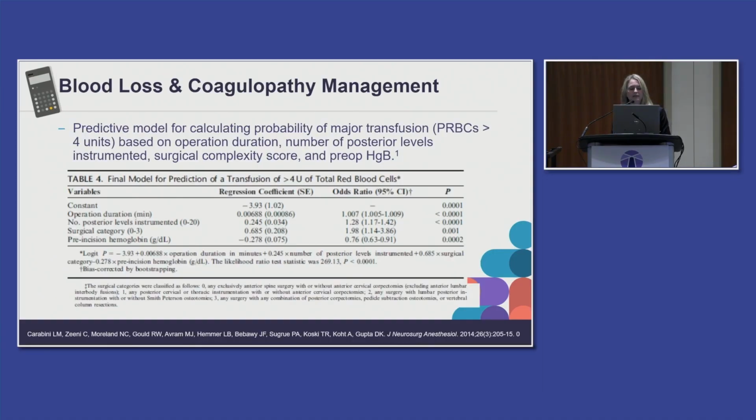This is a predictive model that we developed for calculating probability of major transfusion during the intraoperative time period for these surgeries. We defined it at that time as PRBCs greater than 4 units. It's based on the operation duration that's anticipated, the number of posterior levels being instrumented, a surgical complexity score, which is defined in the paper but reflects back to those osteotomy components that I was talking about, and the preoperative hemoglobin level.